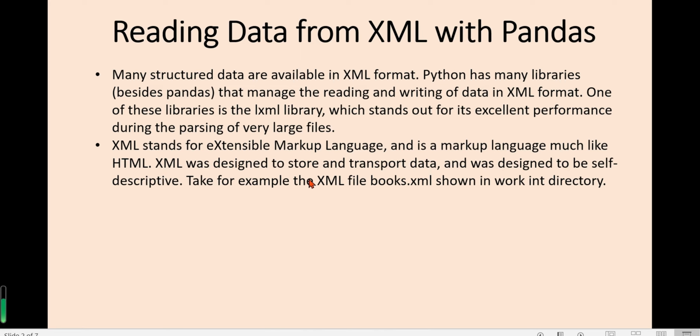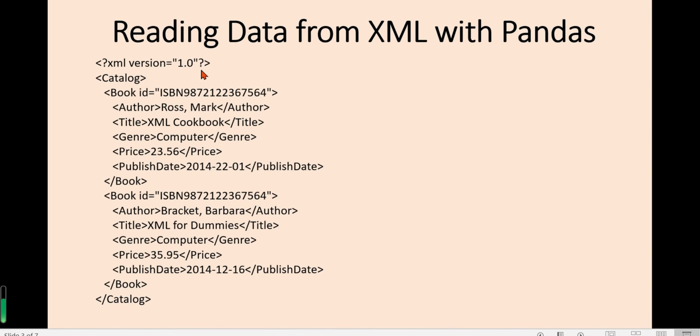XML was designed to store and transport data and was designed to be self-descriptive. Take, for example, the XML file books.xml shown in the working directory. This is a simple XML file with the version. Then the main part of the file starts with the catalog tag. Inside are two book parts, and within each book there are an ID, author, title, journal, price, and publishing date.